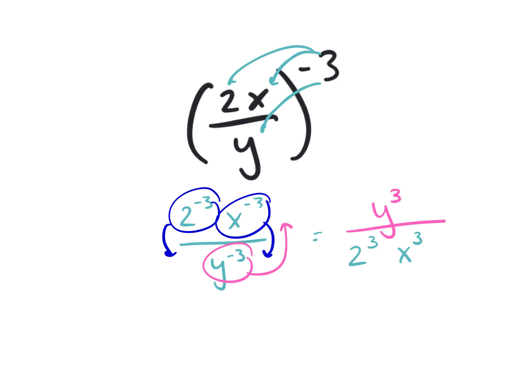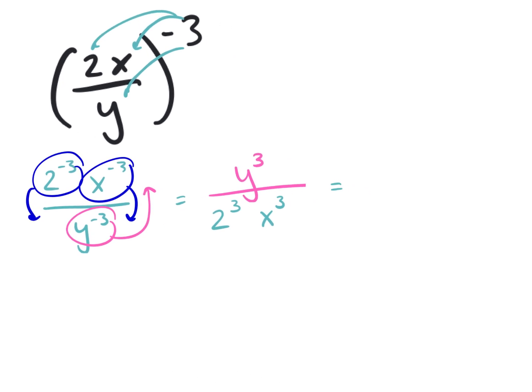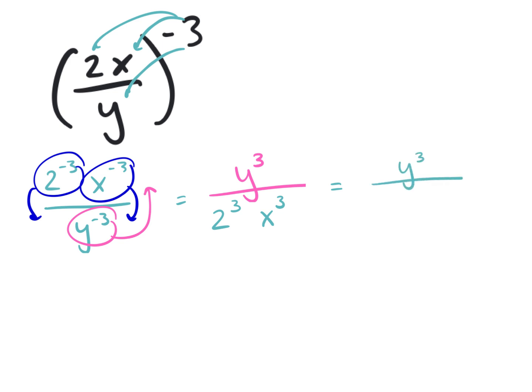And then what's the last step? Simplify. What's 2 to the third power? So remember, 2 times 2 times 2. 2 times 2 would be 4. Awesome. 4 times 2 is 8. So that would be our answer.